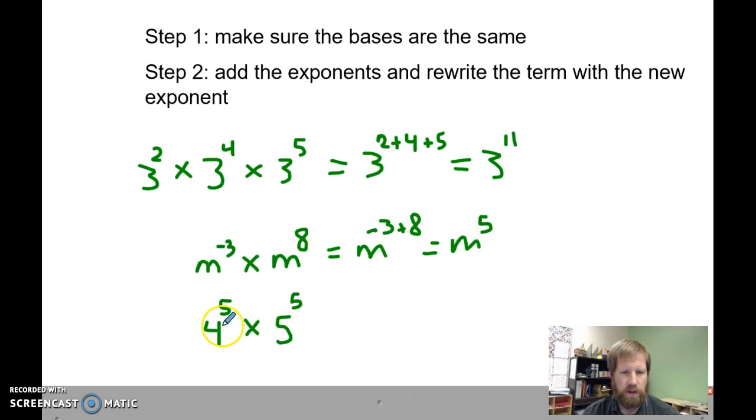Okay, last one. If I'm looking at this, my first job is to check the bases. This one is 4, this one is 5. Doesn't matter that they have the same exponent. I cannot evaluate that expression without doing 4 to the 5th, calculating out that big long number, and then 5 to the 5th, calculating that big long number, and then multiplying those two numbers together. There's no shortcuts if your bases are different.